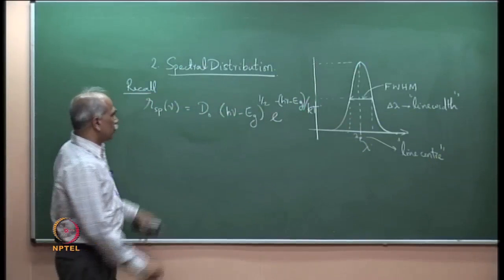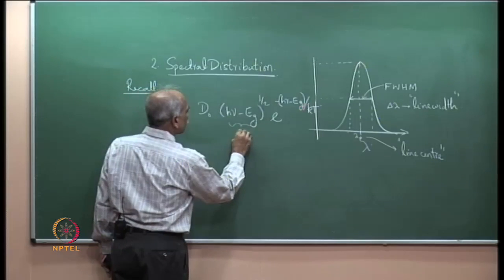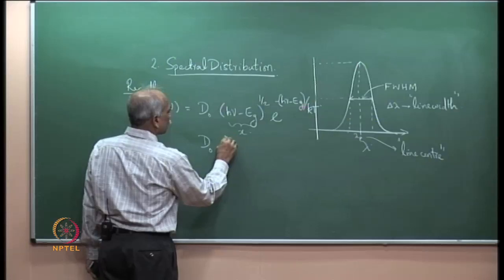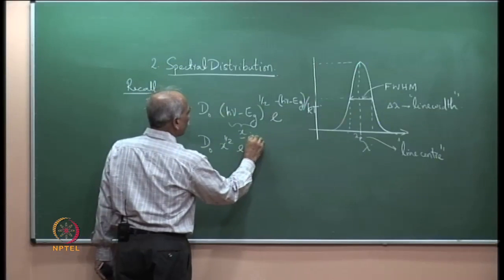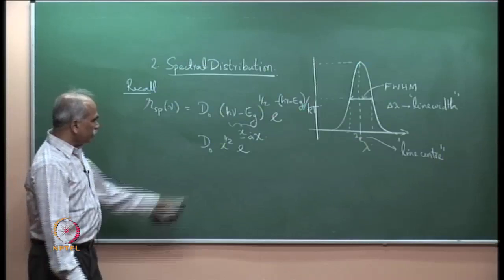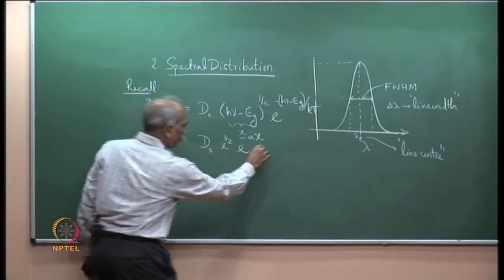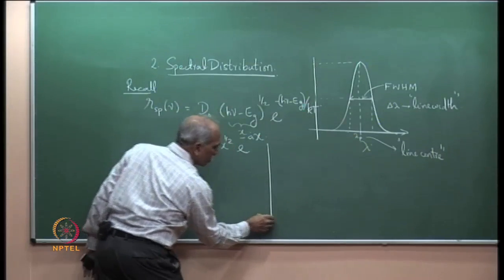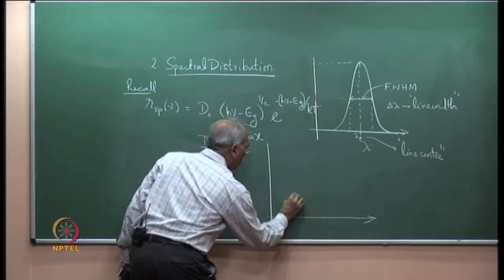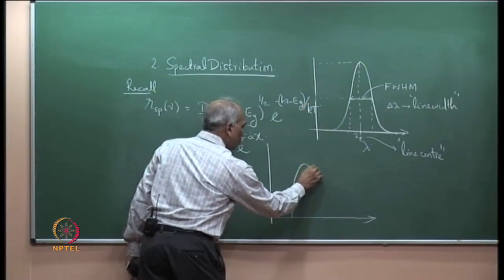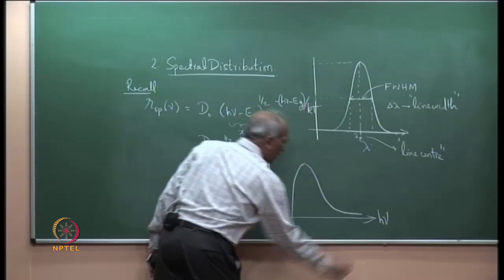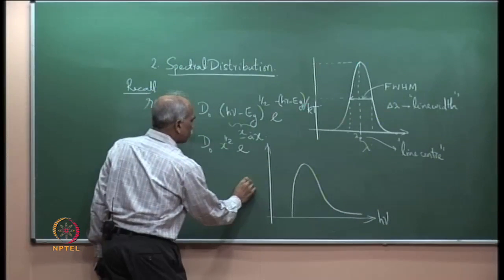An expression of this form, we said, let this be x, so that we wrote this as D0 into x to the power half e to the power minus ax, where a is 1 by kT. This is a kind of variation. Then we plotted this and we got a variation, where what I have plotted is h nu versus R_sp of nu.